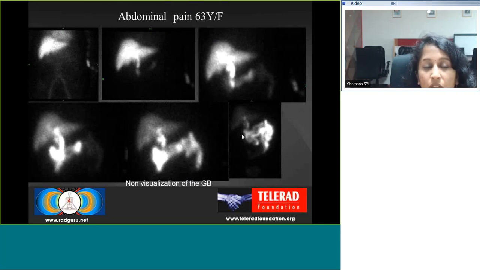Next patient came with abdominal pain, a 63-year-old female patient. As we can see here, these HIDA scan images demonstrate homogeneous tracer uptake in the liver. There is also excretion of the contrast into the opacification of the biliary ducts and small bowel, but we do not see any opacified gallbladder in any of the images.